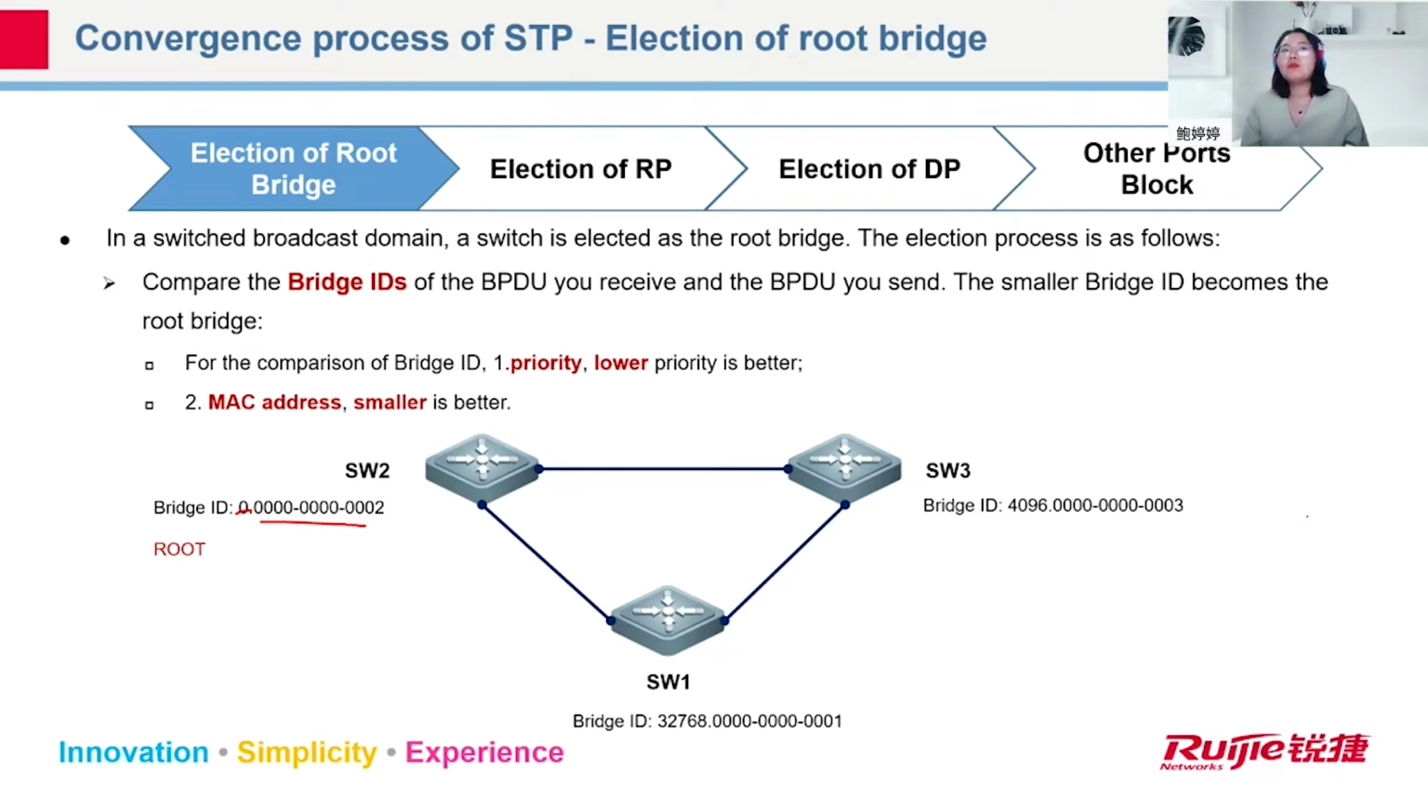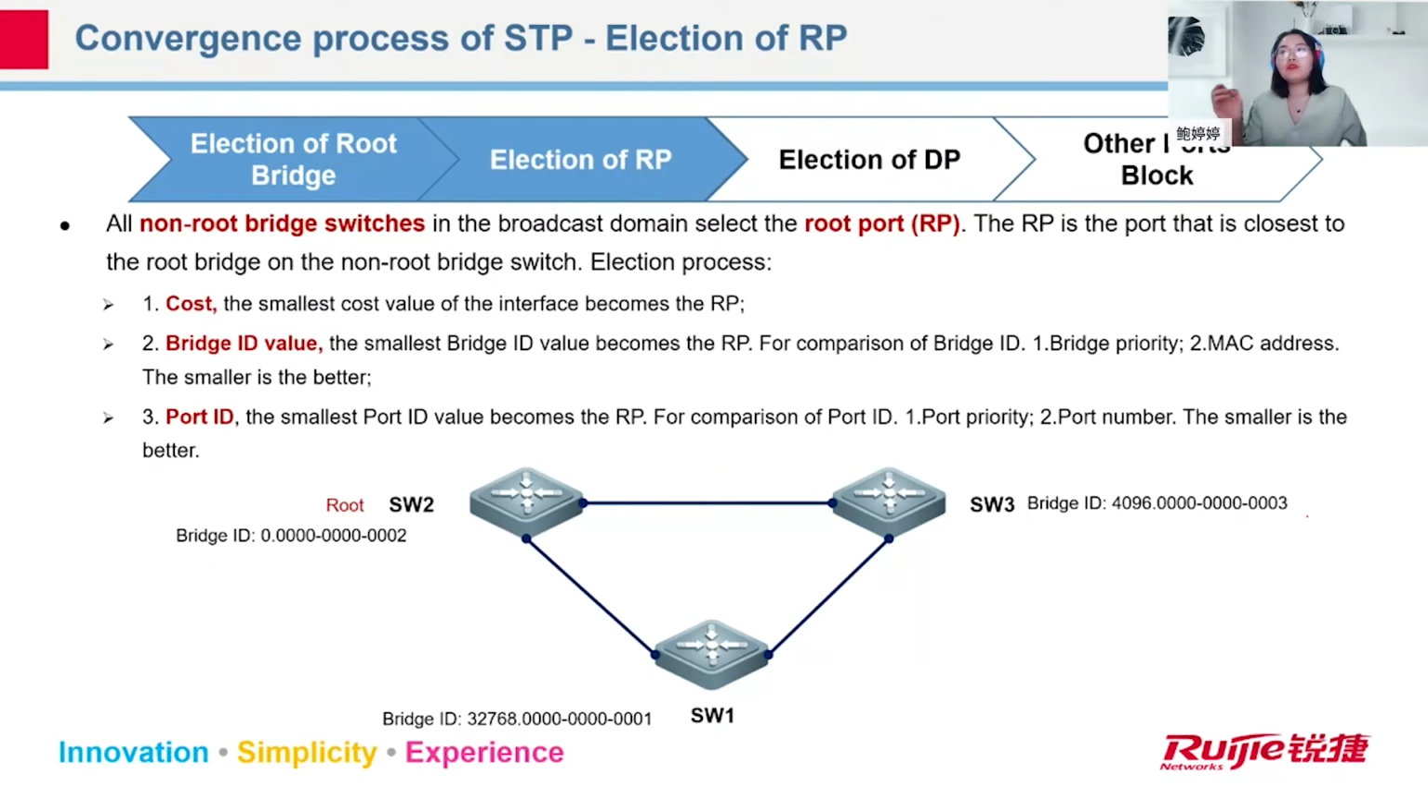The second step is to select the RP, the root port, and pay attention to the RP. Only non-root bridges need to select an RP, and each bridge has one RP. So how do we select the RP? We compare the cost value, and the cost value is compared from the switch to the root.